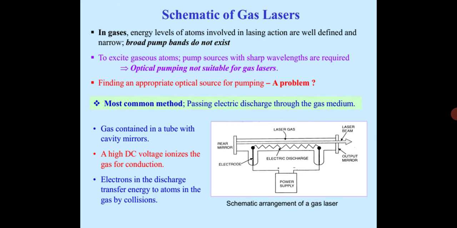The most common method is passing electric discharge through the gas medium. So gas is contained in a tube with cavity mirrors. On both sides of this cavity there is a mirror. Rear mirror is 100% reflectivity, and the front mirror, from which we are getting output, is 99.99% reflectivity, means 0.01% transmittivity. A high DC voltage ionizes the gas for conduction. Electrons in the discharge transfer the energy to atoms in the gas by collision.